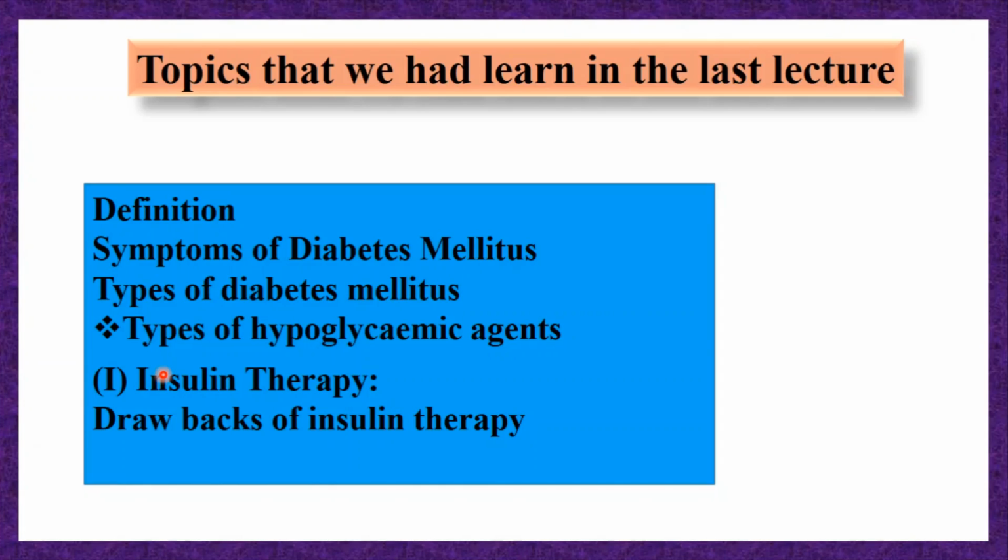Small benign tumors may develop at the site of injection, called lipodystrophy, which slows down the absorption of insulin. Bovine and porcine insulin are antigenic. They generate insulin antibodies. Human insulin is less antigenic. These antibodies bind with insulin, which decreases its effectiveness, and this leads to insulin resistance, especially when insulin is not highly purified. So these are the points that we had covered in the last lecture.